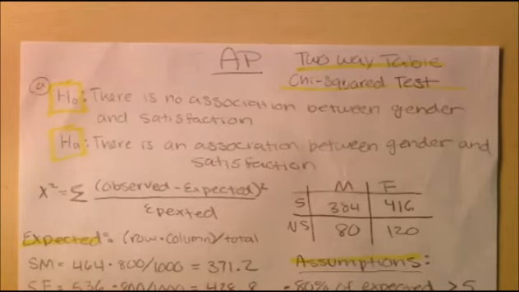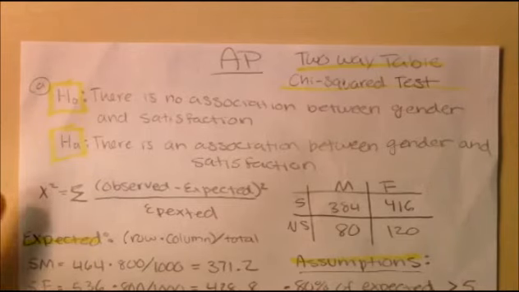Okay, so the first thing we should do is start with a hypothesis. Our null hypothesis for this question would be there is no association between gender and satisfaction. The alternate hypothesis would be that there is an association between gender and satisfaction. And to test these hypotheses, we will be using a two-way table chi-squared test. The equation for that is right here. This is what it looks like.